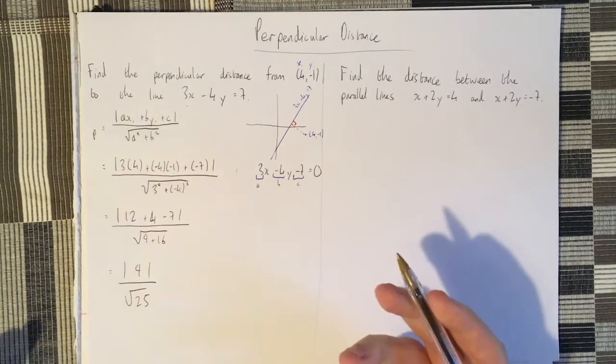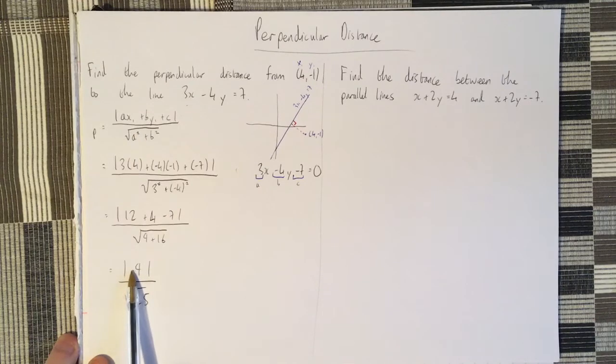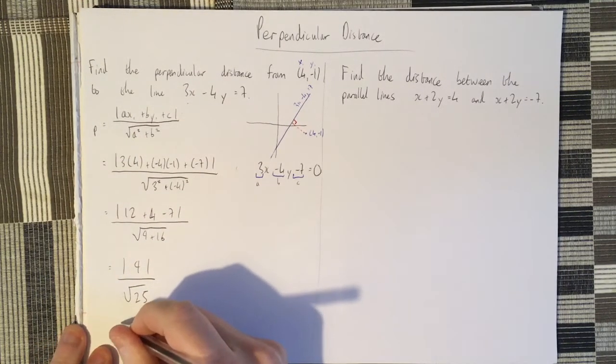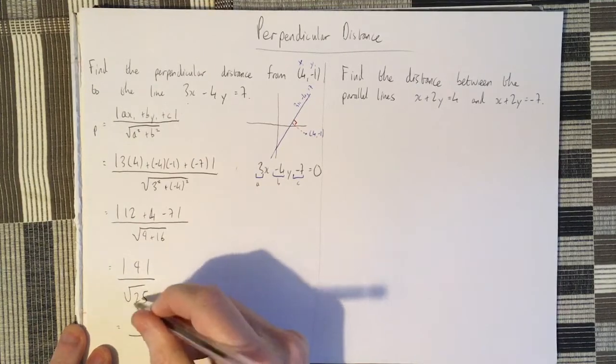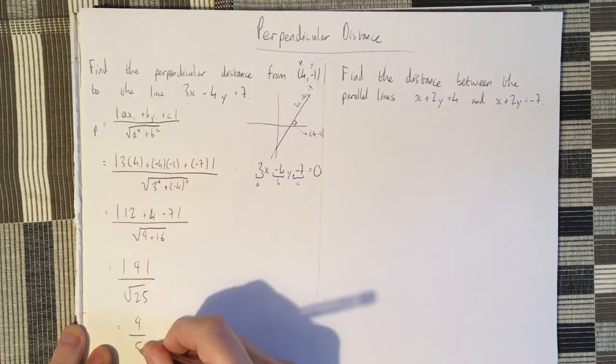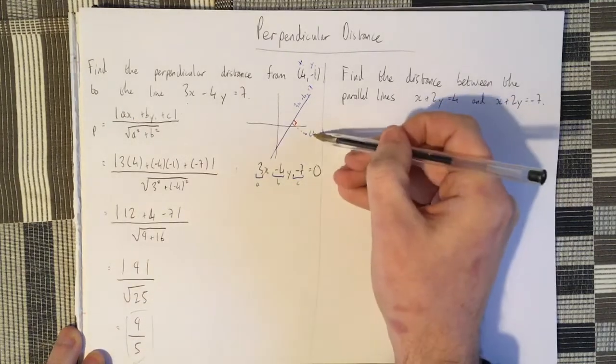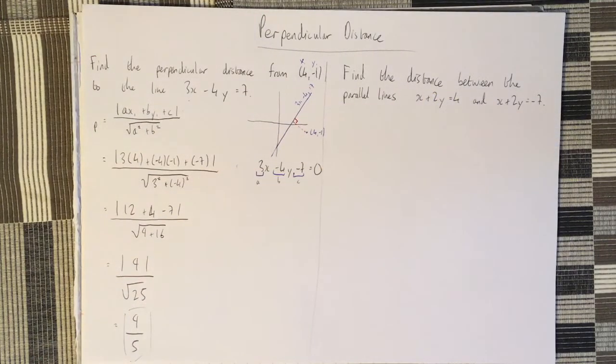The absolute value of 9 is just 9. So if you get a negative number here, absolute value signs just turn it into a positive. So it is equal to 9 over the square root of 25, which is 5. So there's your perpendicular distance between that point and that line, 9 over 5.